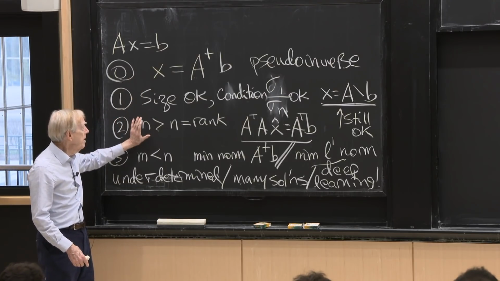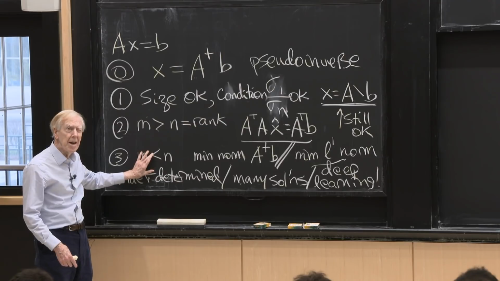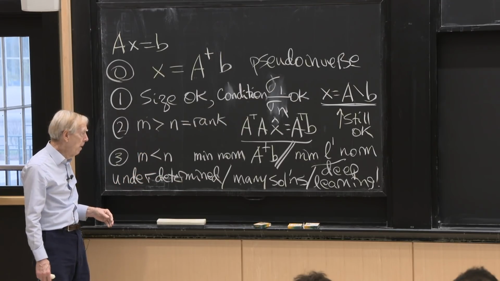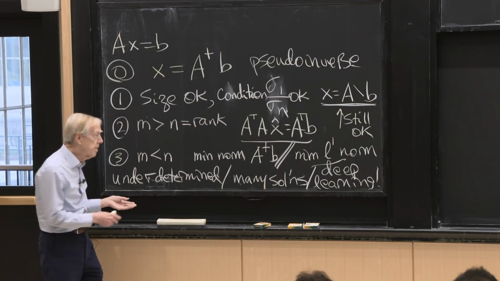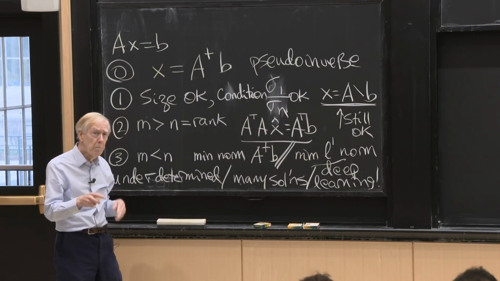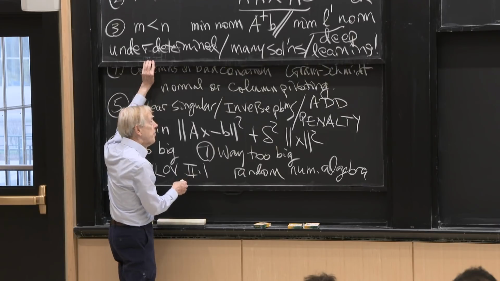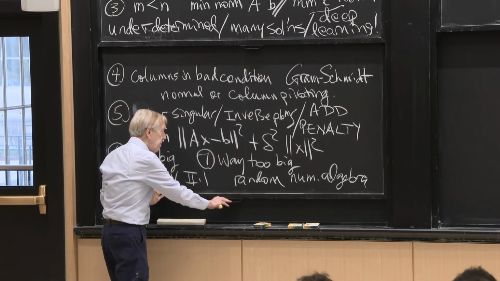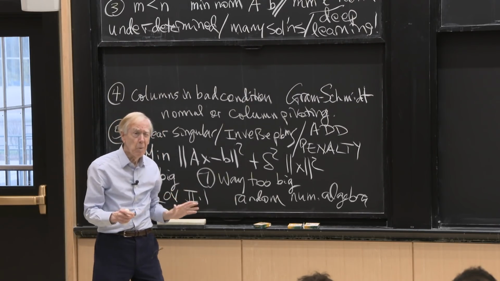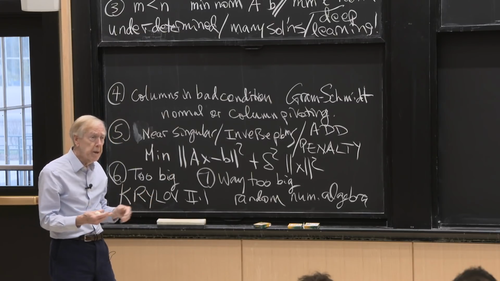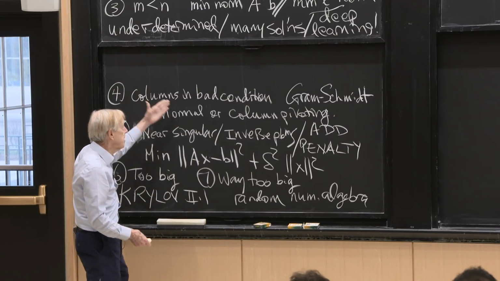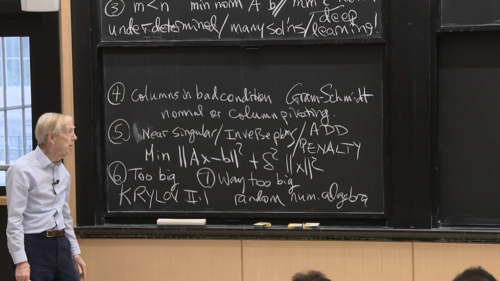M equals n, m less than n, but not crazy. Okay, now the second board will have more difficult problems, usually because they're nearly singular in some way. The columns are nearly dependent. Okay, so that would be the columns in bad condition.